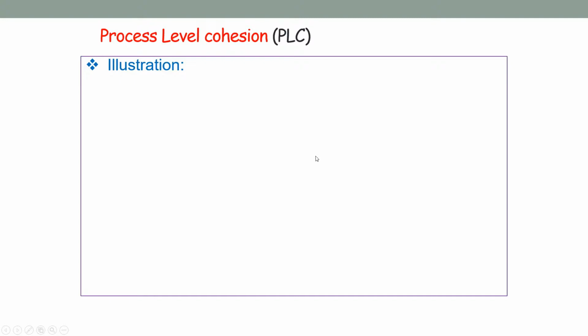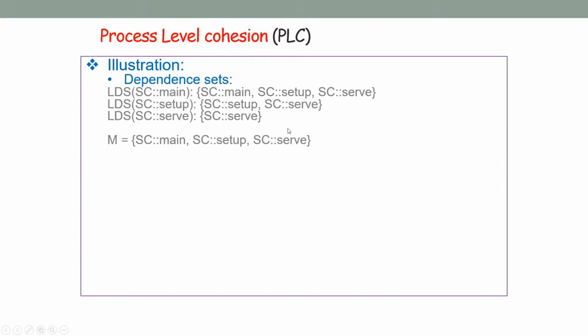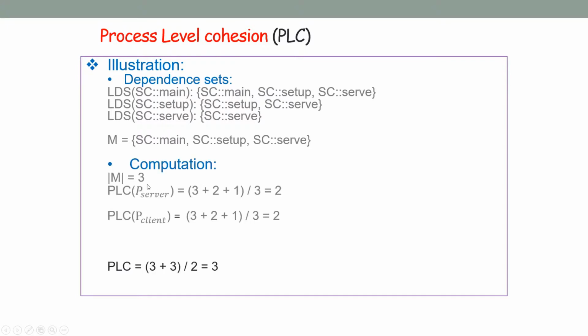And let us consider the same example for PLC illustration. Suppose I have LDS, the local dependent set, and M, the entire set of covered methods as shown. The size of M is 3, and PLC for P server is 3 plus 2 plus 1 divided by 3, which is 2, and PLC for P client is 3 plus 2 plus 1 divided by 3, which is 2. So the system level PLC is 3 plus 3 divided by 2, which is 3.